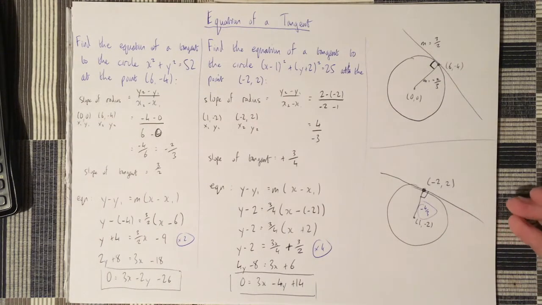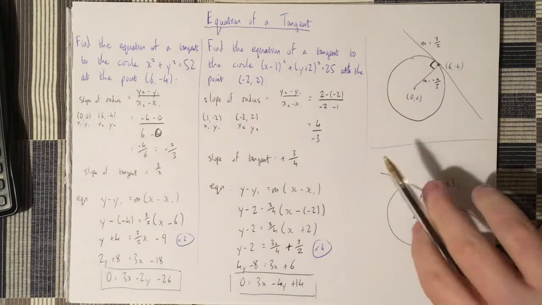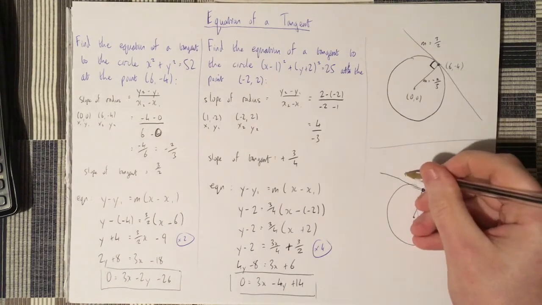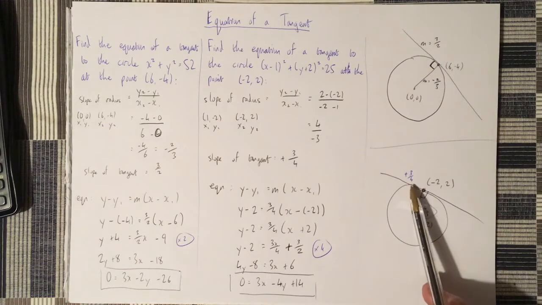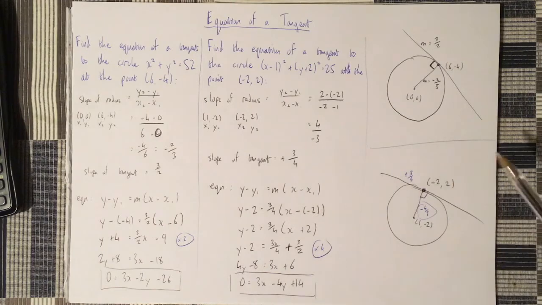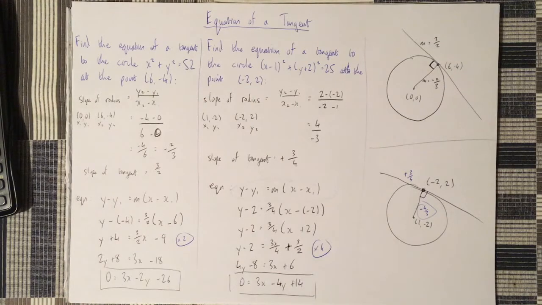Then you're using that to get the slope of the tangent. The tangent is perpendicular to the radius, so you flip that slope and change it to a positive. So plus 3 over 4 in this example. And then you're being asked for the equation of a tangent. You're being asked for the equation of a line. So you use the equation of the line formula. Into that goes the point on the tangent line and also the slope of the tangent line, which you've just figured out.